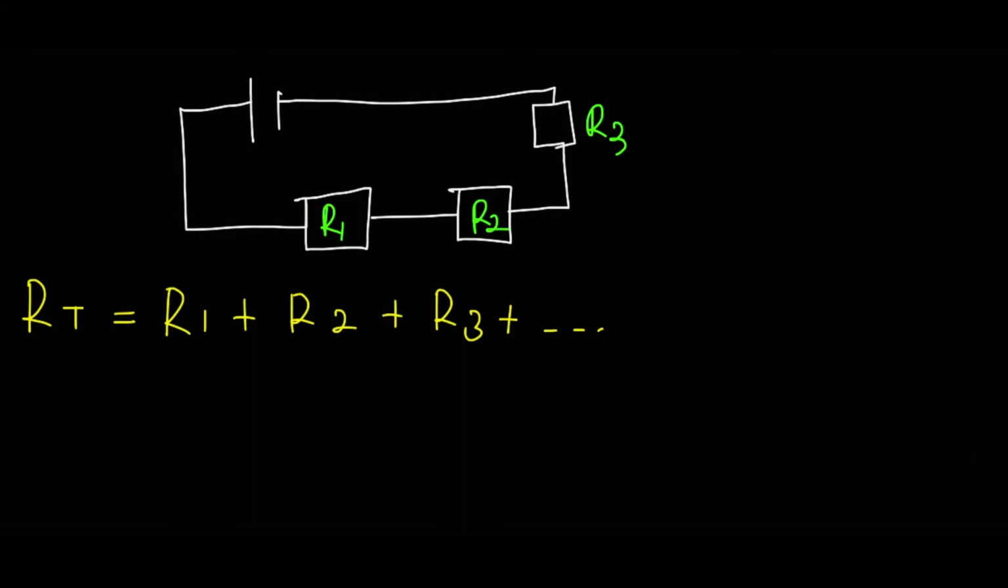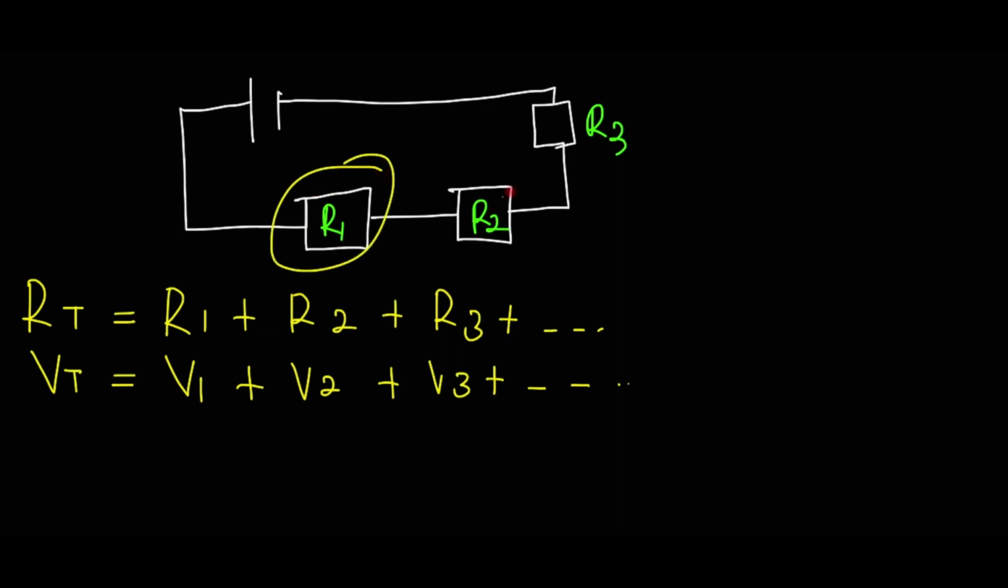So make sure you understand this thing. And then another thing, V total is equal to V1 plus V2 plus V3 and so on. How you can calculate the total voltage in the circuit. Let's say you know the voltage of this resistor and then you know the voltage at this one and then this one. So it means to find the total voltage you will add these voltages all together.